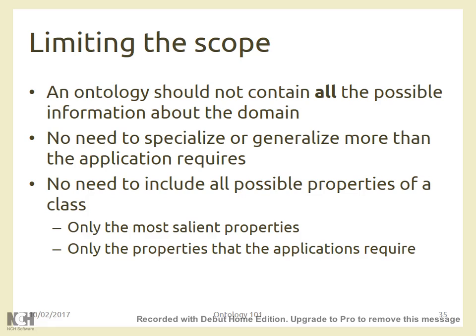About the scope, an ontology should not contain all the possible information about the domain. We stop at a certain point, we add only a perspective. There is no need to specialize or generalize more than the specific application built upon your ontology requires. So there is no need to include all the possible properties of a class, only the most useful and salient for you and for your application.